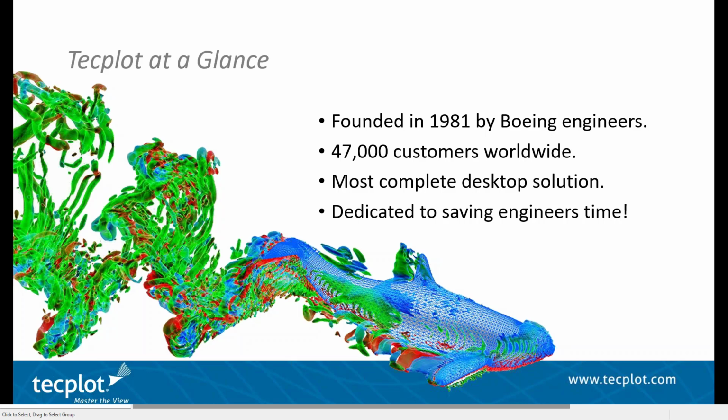Tecplot 360 is known as the most complete desktop post-processing solution. Now that's the ability to render not only beautiful 3D plots like the one shown here, but also quantitative plots with line plotting and 2D plotting where the real engineering decisions are often made. We're dedicated to saving you time in your work, and we do this in several ways by optimizing the way data processing is done in Tecplot 360, reducing the number of mouse clicks for common workflows, and automating Tecplot 360 through macros and Python.